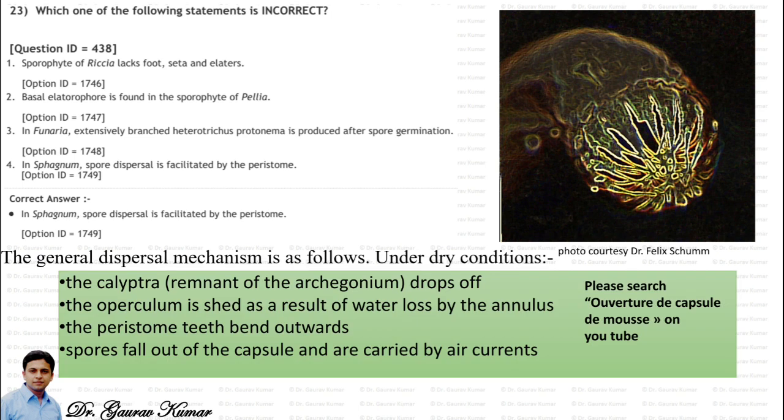The general mechanism for spore dispersal is as follows: under dry conditions, the calyptra, the remnant of the archegonium, drops off. The operculum is shed as a result of water loss by the annulus. The peristome teeth bend outward, and the spores fall out of the capsule and are carried by the air current. So this generally occurs in most of these bryophytes, but in Sphagnum there is a different thing.